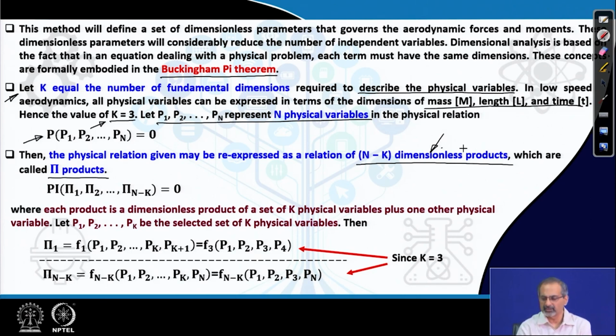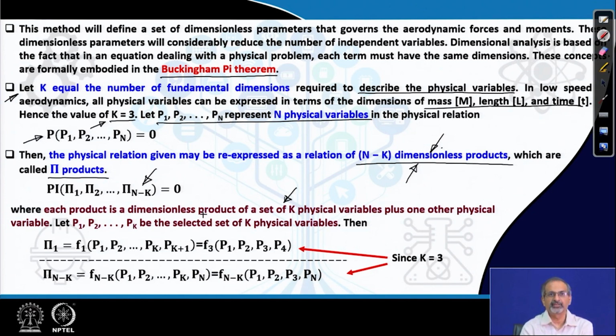Of course, these dimensional physical variables which are n in number will be combined in some sense to give rise to these n minus k number of dimensionless products. So, this is the representation of the pi products. And how do we define each one of those products? The rules are given here.